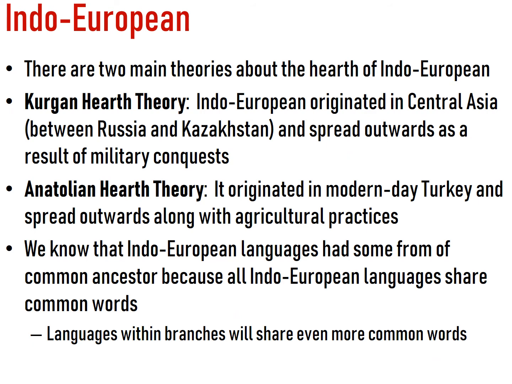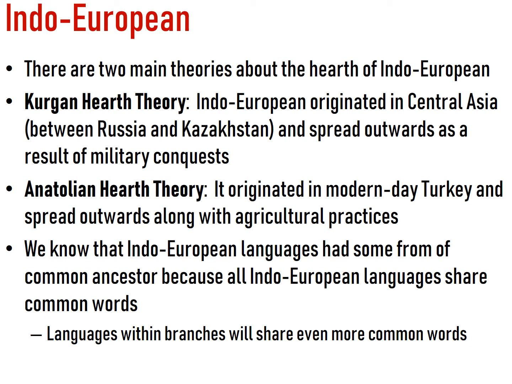So where the heck does it come from? We talk about this pre-recorded ancestor, and how did we get here? There are two main theories on the roots of the Indo-European family: the Kurgan-Her theory and the Anatolian-Her theory. The Kurgan-Her theory is that this language originated in Central Asia between Russia and Kazakhstan, and it spread outward as a result of military conquest. Basically, people going around, murdering, killing, and forcing people to speak that language. Whereas the Anatolian-Her theory says it originated from modern-day Turkey, and it spread outwards along agricultural practices, right? So just through trade of agricultural goods in the Fertile Crescent, which makes sense.